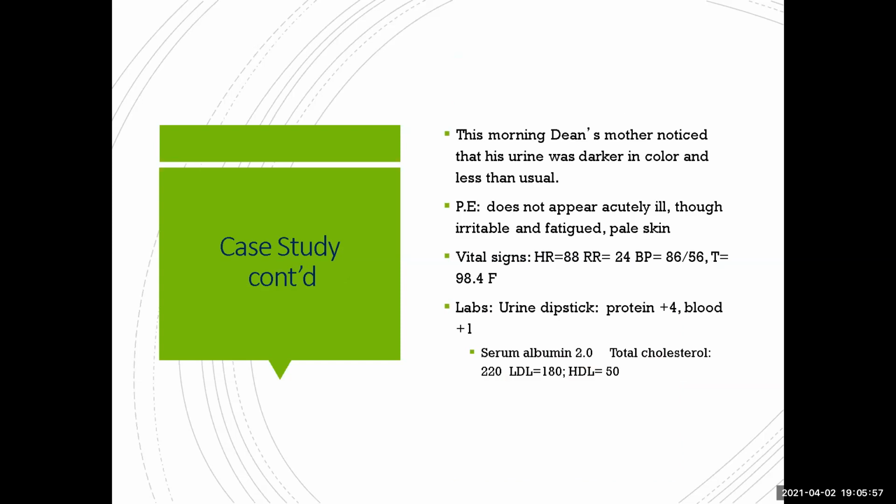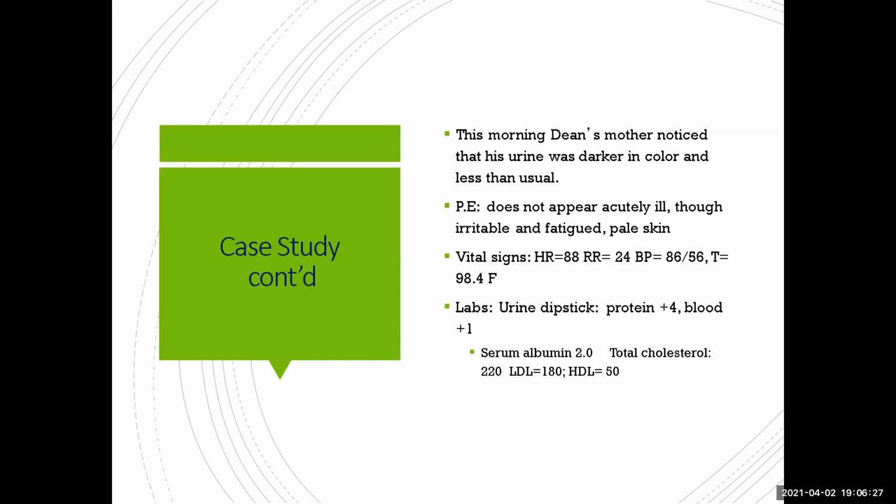So this morning, Dean's mother noticed that his urine was darker in color, that tea color, and less than usual. The physical exam now: he doesn't appear acutely ill, though he is irritable, fatigued, and has pale skin. So remember that kids like this can get misdiagnosed, right? His vital signs look fairly okay, and his temperature is 98.4.